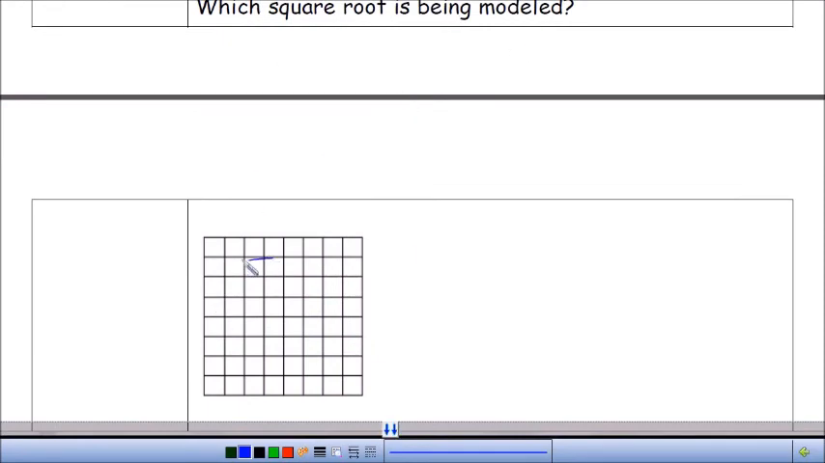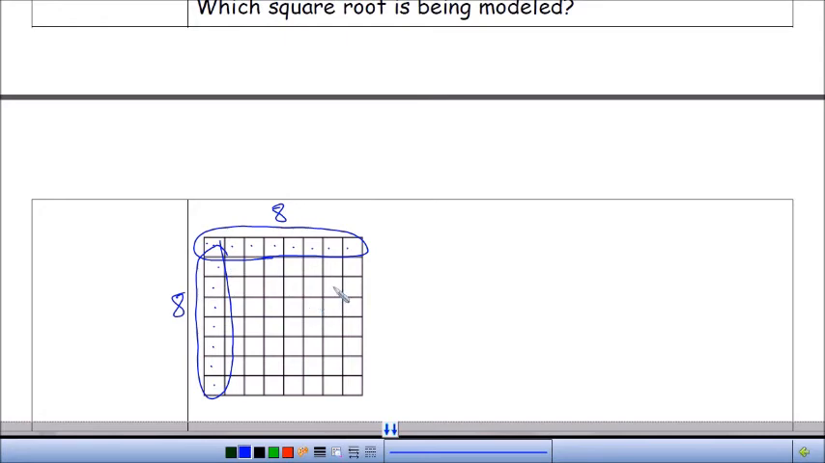So if we're looking for the square root, we're just looking for the side or the top of the square. 1, 2, 3, 4, 5, 6, 7, 8. There's 8 there. And 1, 2, 3, 4, 5, 6, 7, 8. And there's 8 right here. That tells us we have a square.